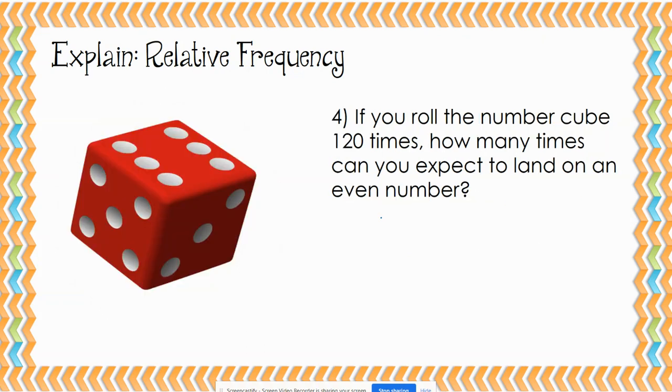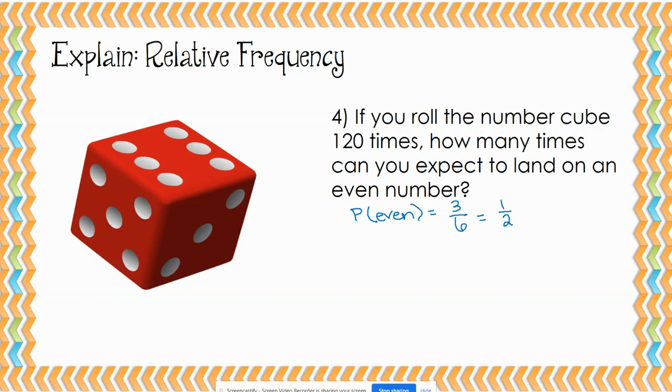Number 4 says, if you roll the number cube 120 times, how many times can you expect to land on an even number? So the first thing we need to figure out is the probability of landing on an even number. I know that there are 3 even numbers on a number cube. Those are 2, 4, and 6, out of 6 total numbers. Well, I need to simplify 3/6, and I know that 3/6 can be simplified to 1/2.